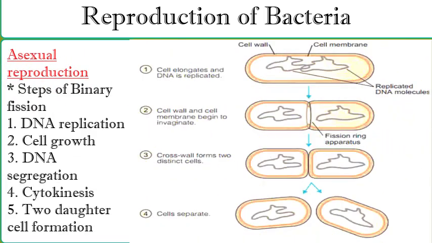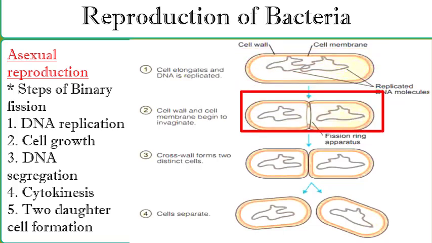In this process, the first step is DNA replication. The bacterial chromosome should be duplicated. This ensures each daughter cell receives a complete copy of the genetic material. The second step is cell growth. That means the cell elongates and the replicated DNA moves to opposite poles of the cell.